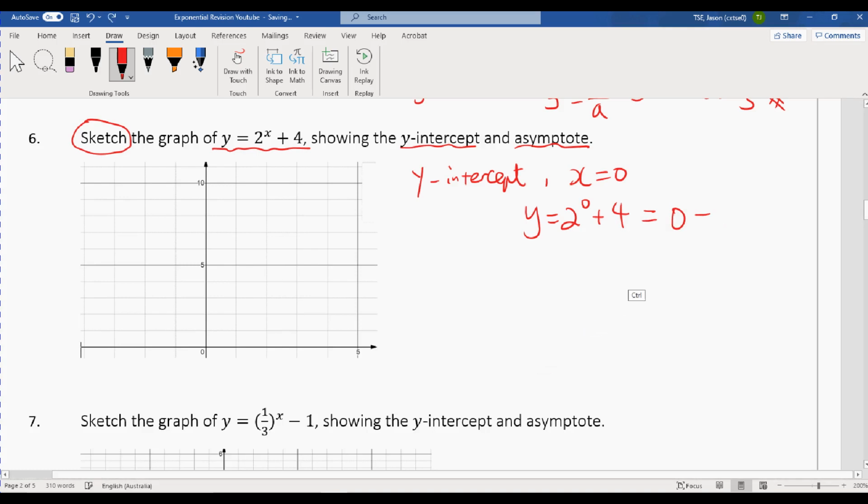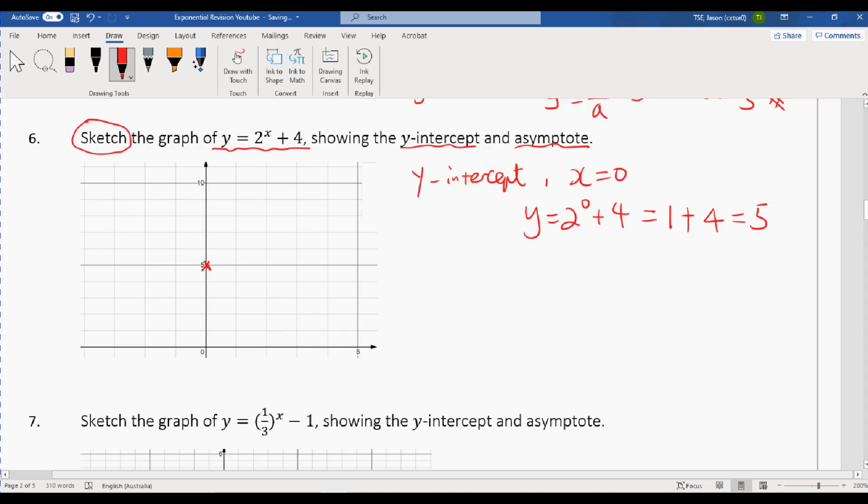So I guess most of you know the answer. 2 to the power 0 is 1. It's not 0. Because when you first learned index law, some of you will read 2 to the power 0 like 2 times 0. So that's why you have a wrong impression that 2 to the power 0 is 0. Actually, it's 1. So this is 5. So y-intercept is 5. So where is it? Let me mark it on the graph. So this is our y-intercept.